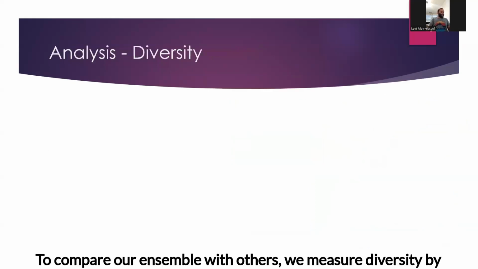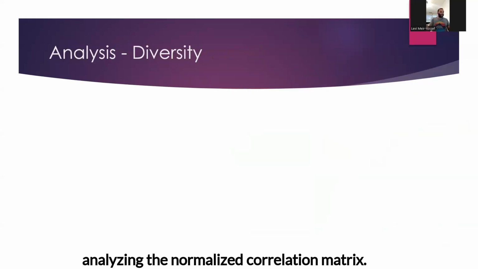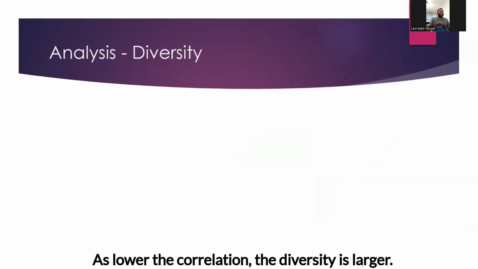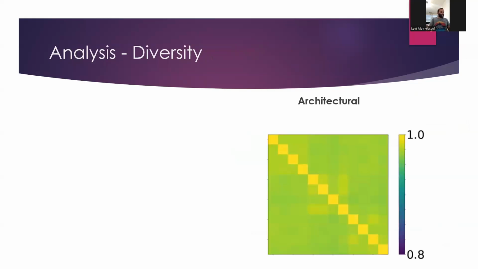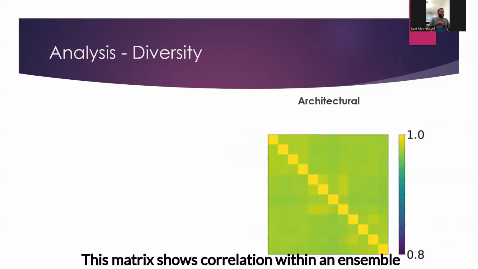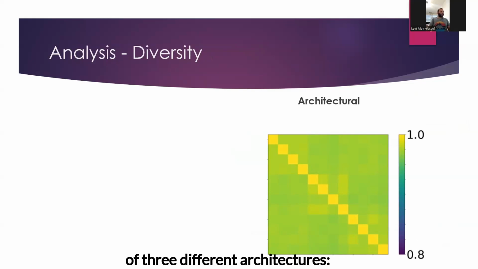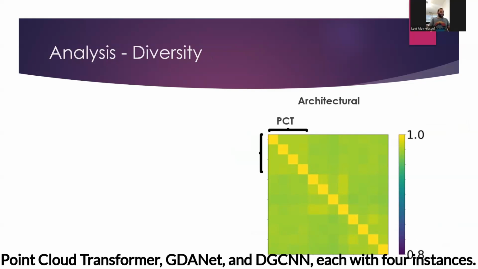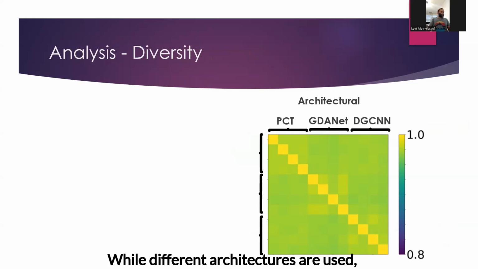To compare our ensemble with others, we measure diversity by analyzing the normalized correlation matrix. The lower the correlation, the larger the diversity. This matrix shows correlation within an ensemble of 3 different architectures: point cloud transformer, GDANet, and DGCNN, each with 4 instances. While different architectures are used, predictions exhibit a high level of correlation.